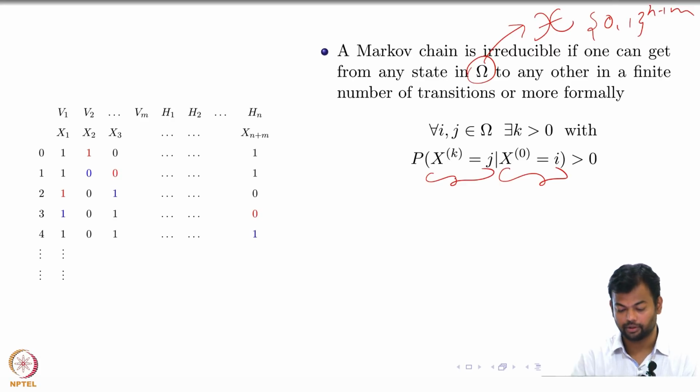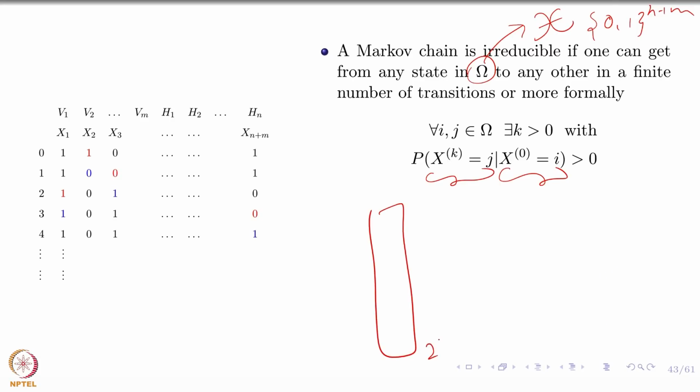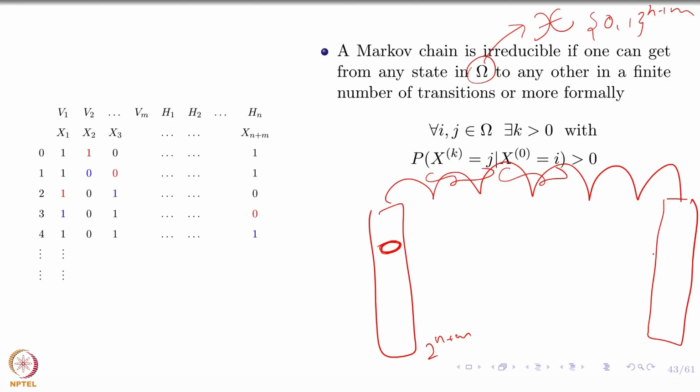So you have these 2 raised to n plus m values that your states can take. Let's say I started with one of these values. And now the question that I'm interested in is that I'm going to run this Markov chain for many time steps. Is it possible that if I take any other state from these 2 raised to n plus m states, can I reach that state? I'm not putting any restriction on k, I'll keep running it. Is it possible that at some arbitrary time step k, all these 2 raised to n plus m values are reachable irrespective of where I start from?